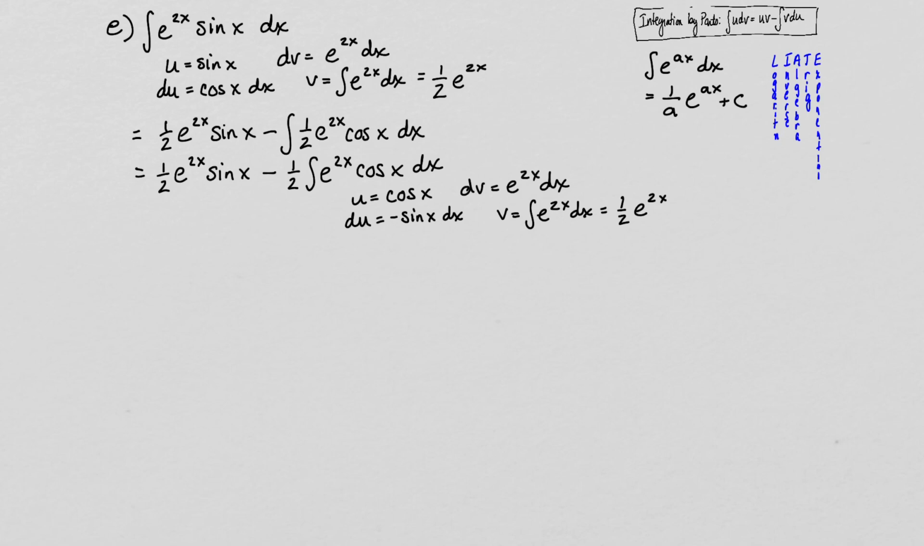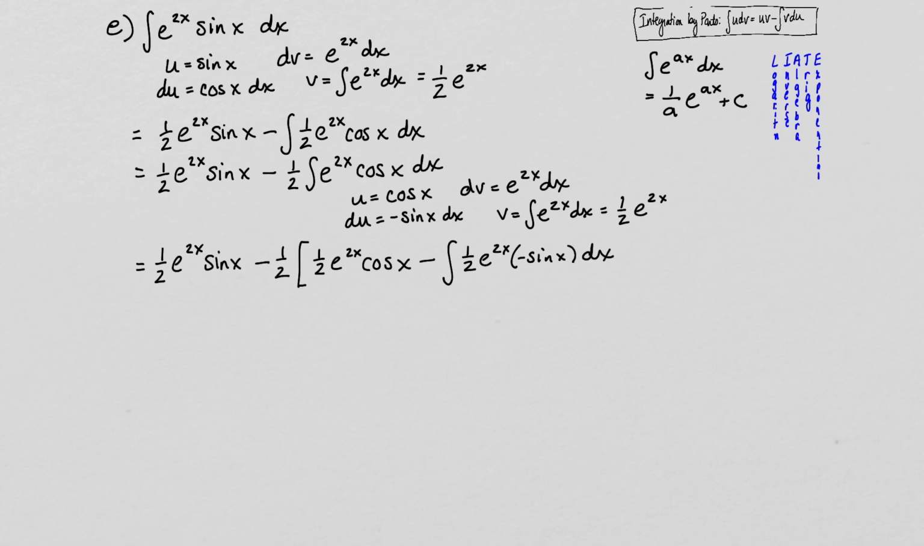So I haven't done anything super crazy yet. I've just started with what we have. And now I'm going to plug back in again. So I still have this first part, 1/2 e to the 2x sine x, minus 1/2. And now I have uv, so 1/2 e to the 2x cosine x, minus the integral of v du. So it's going to be 1/2 e to the 2x times minus sine x dx.